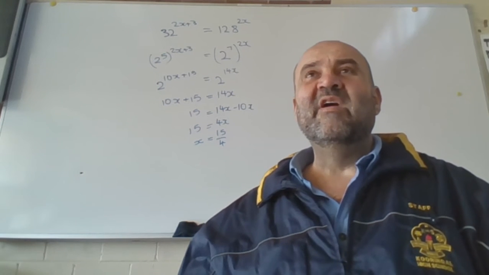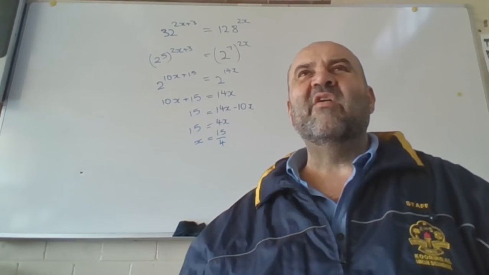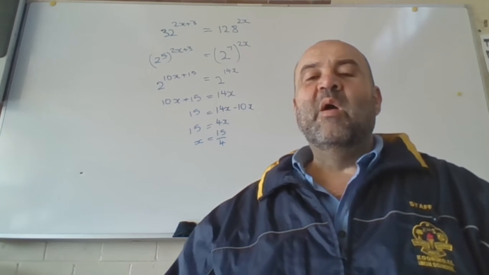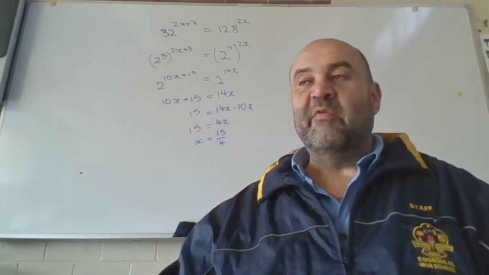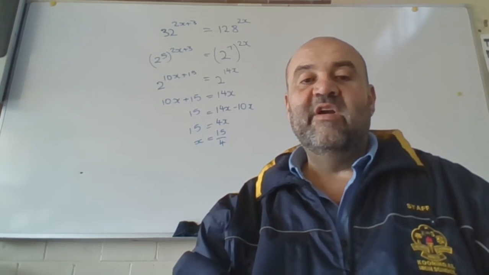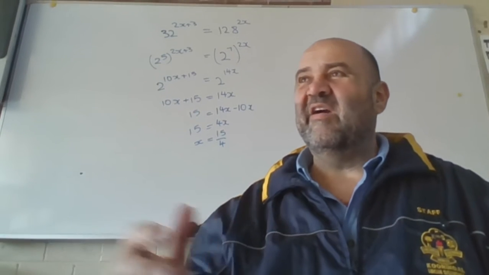So what we do is we look at the bases. We look at 32 and we look at 128 and we say, what do those numbers have in common? Well, both of those numbers are different powers of 2. 32 is 2 to the power of 5 and 128 is 2 to the power of 7.